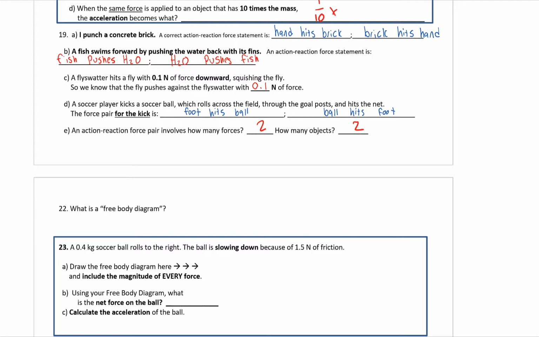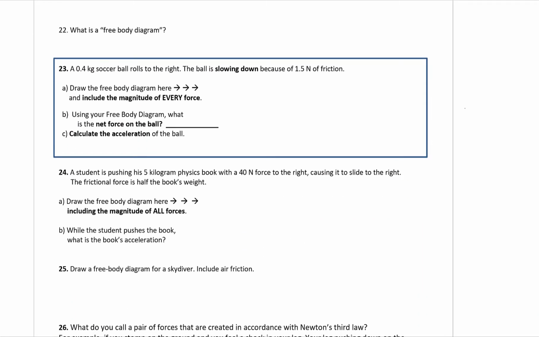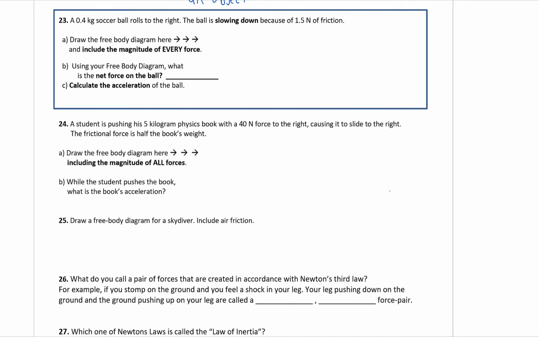Next, we got free body diagrams. A free body diagram, the definition of a free body diagram, is a picture of or a representation of all the forces exerted on a particular object. Next, you got to draw one. So you have a soccer ball rolling to the right, and the ball is slowing down because of friction.